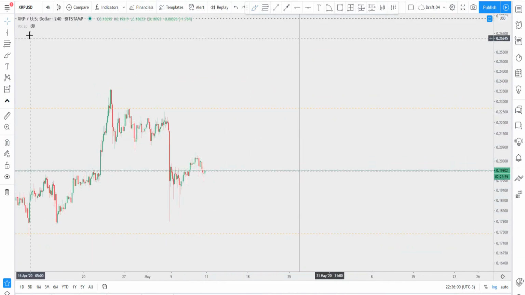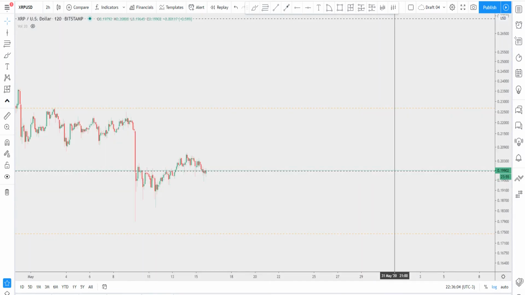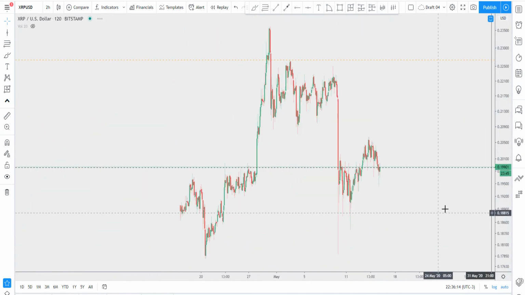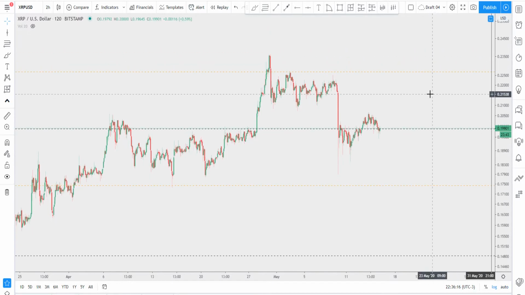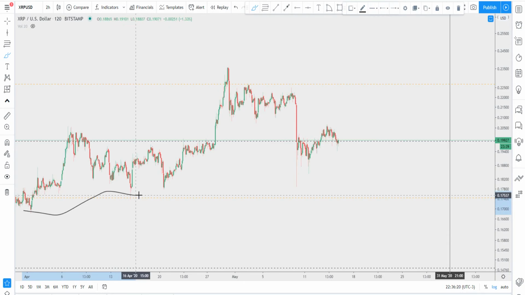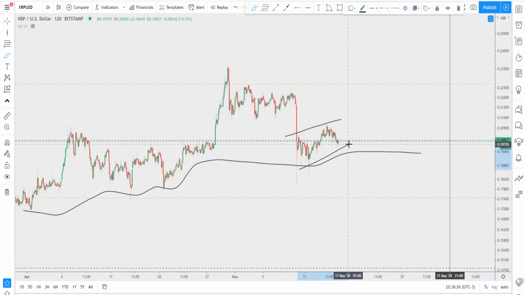And let's take a closer look at the 2 hours as well. Just 1 second, please. Okay, let's go. Sorry. So if it wasn't for these guys here, we could say this is a bearish structure.